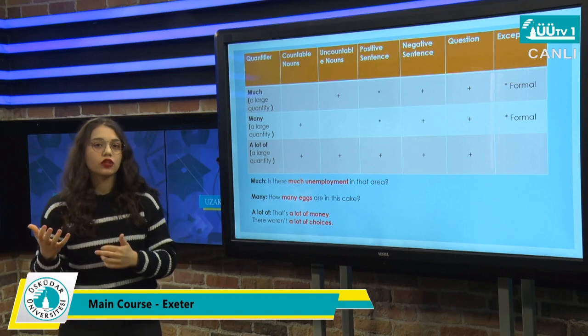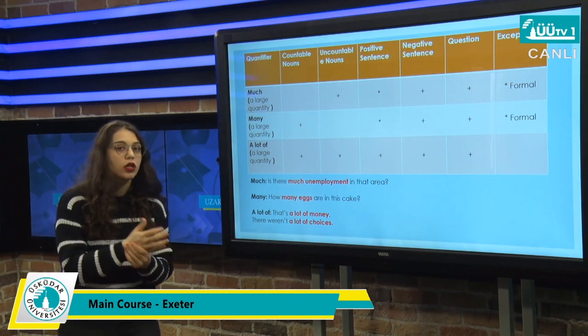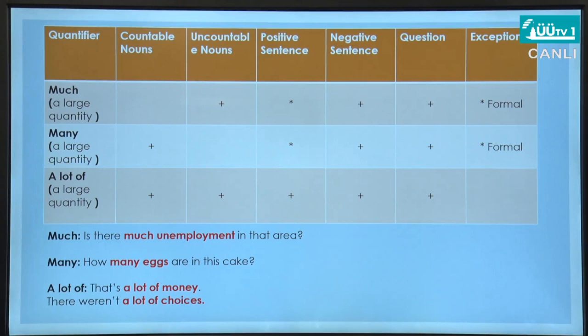Money is uncountable, but we can use it with a lot of. And we're saying a lot of money with a positive sentence, or there weren't a lot of choices. Choices, that plural tells us that choice is countable. And as you can see in the sentence, it is a negative sentence. So we can use a lot of with every type of sentence that we want.